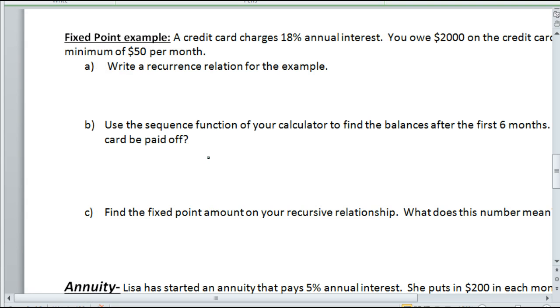So we want to write a recurrence relationship for this. What that means now is that my now is equal to my previous.